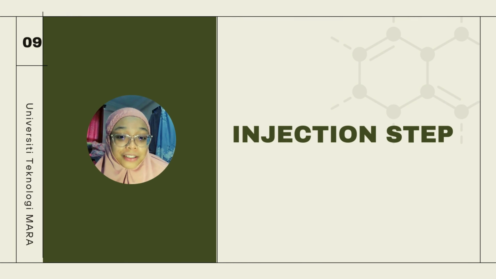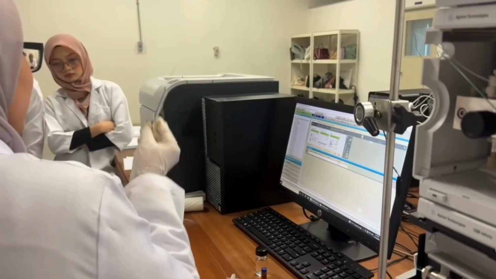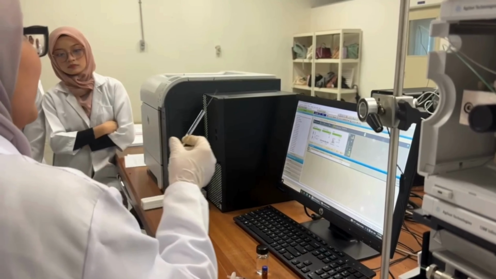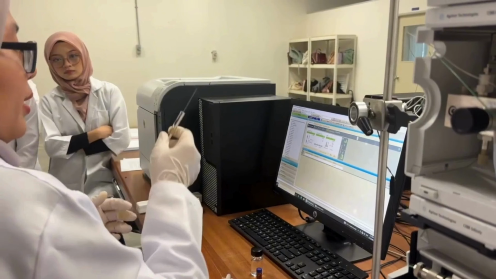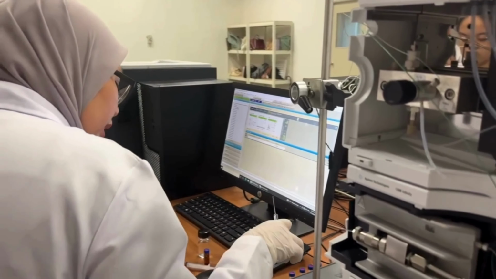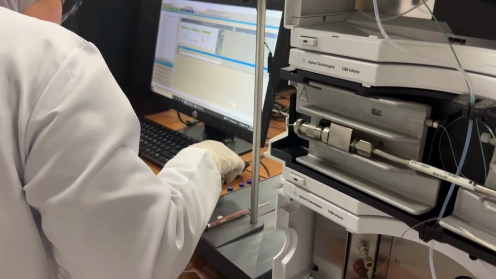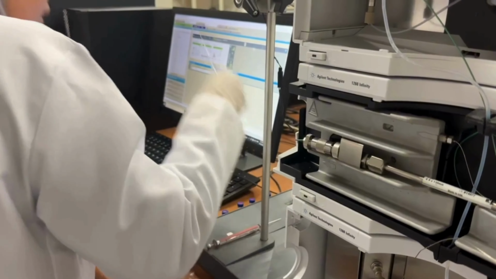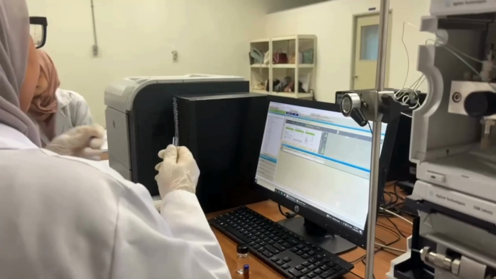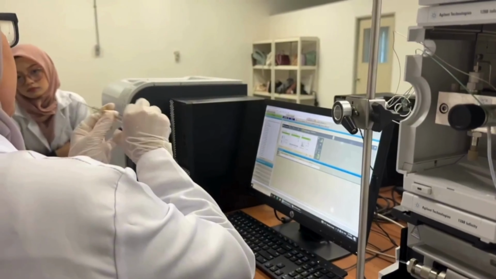Now, let's dive into the injection step of HPLC and explore how it works. In this sample injection step, a very small amount of sample is sufficient for this technique. The sample is injected into the system via a specialized sample injector, which is connected with the autosampler, which can load multiple different samples in a semi-automated fashion in this machine.